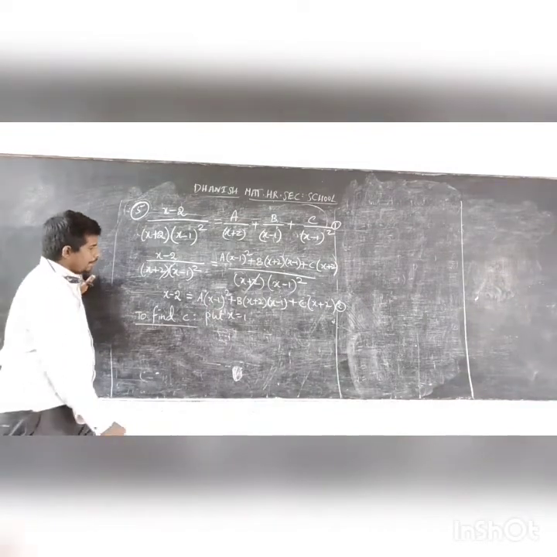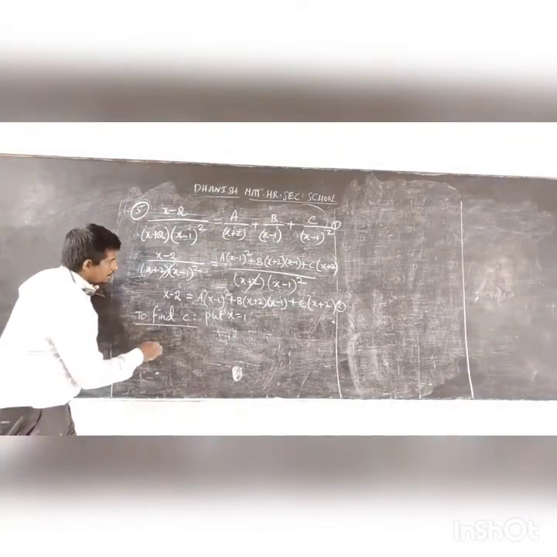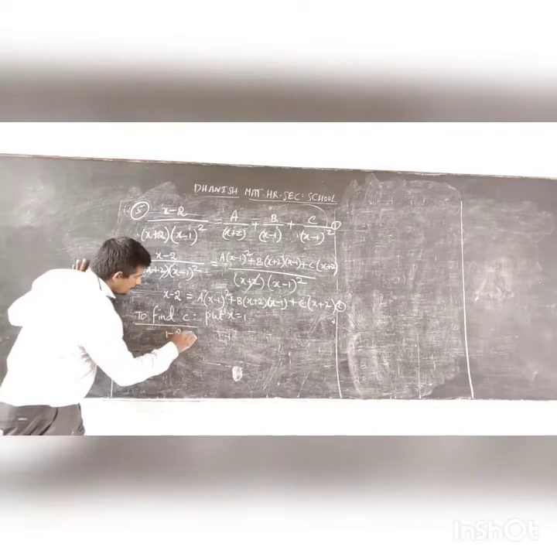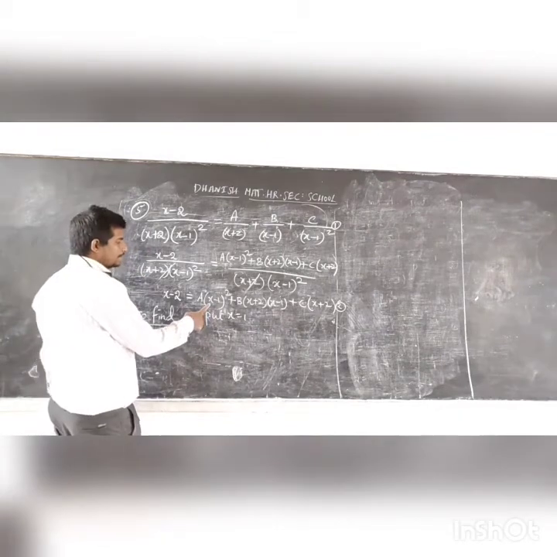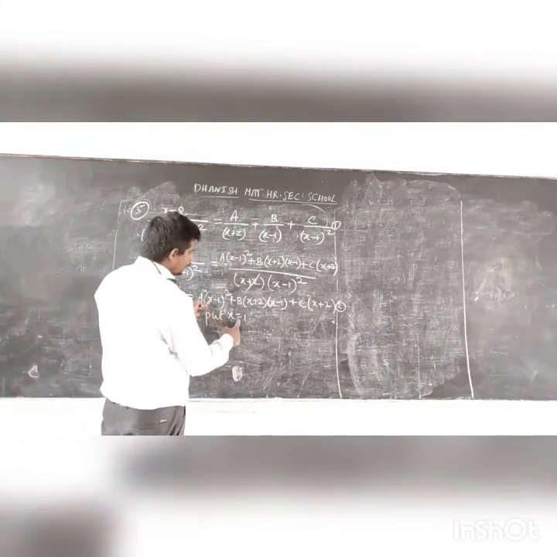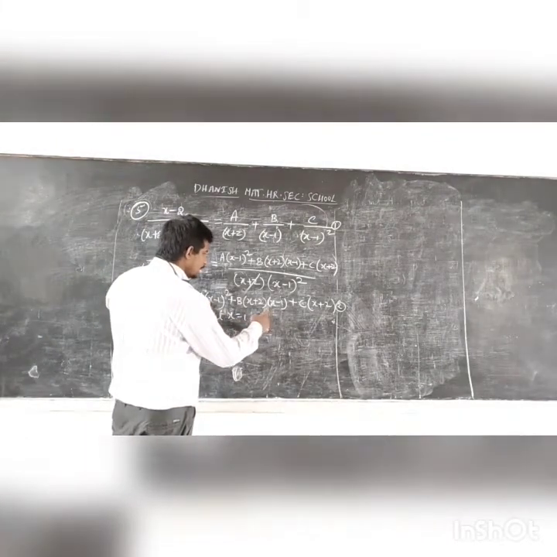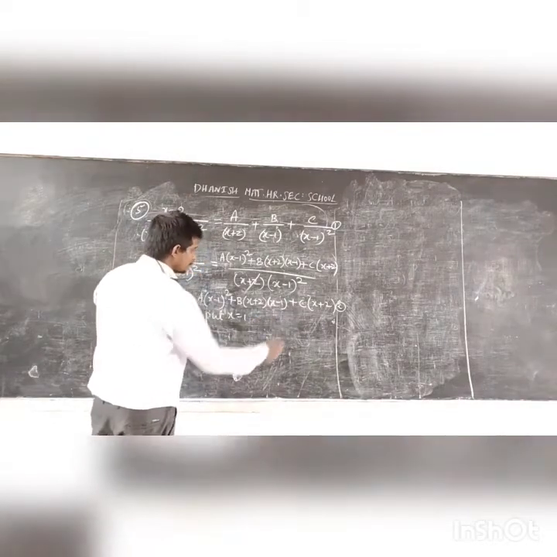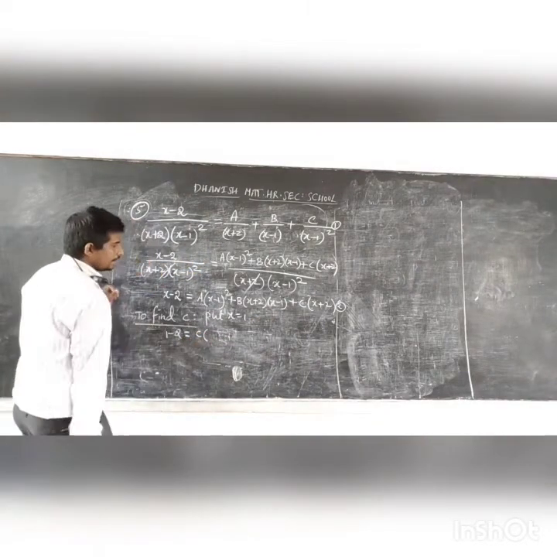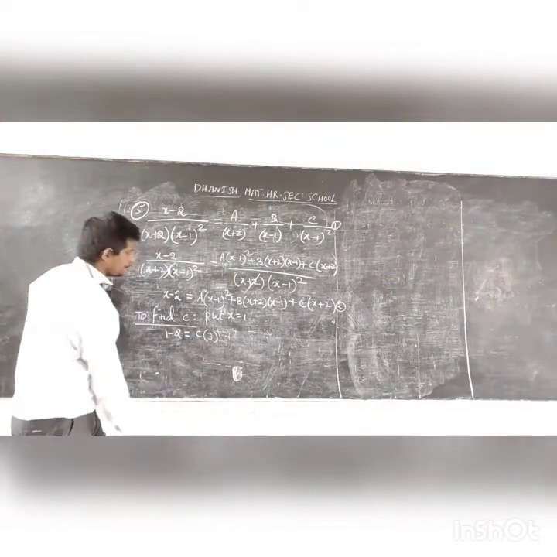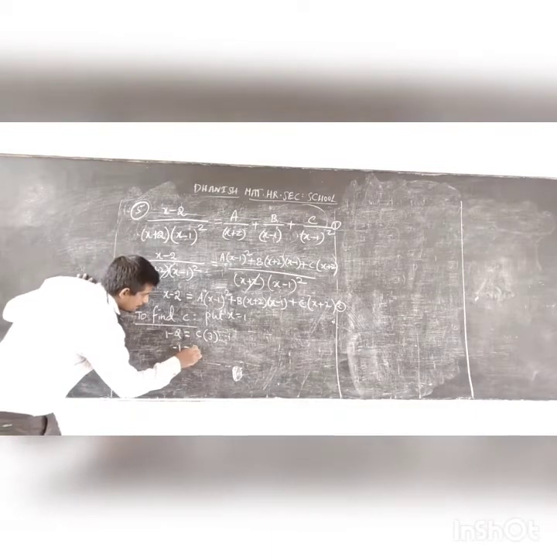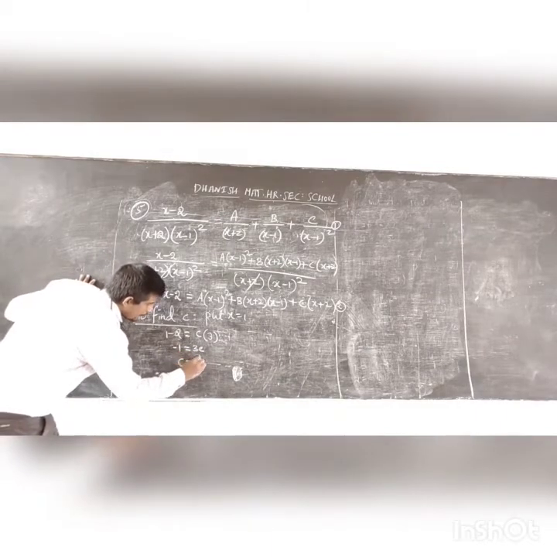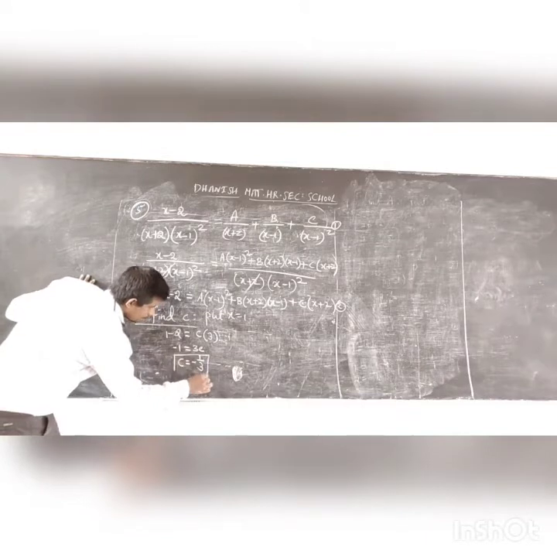Okay, the next step would be 1 minus 2 equal to, if I put x as 1 in this, it will become 0. If I put x as 1 in this, the b term also will become 0. So the c term, c into 3. So minus 1 equal to 3c. So c equal to minus 1 by 3.